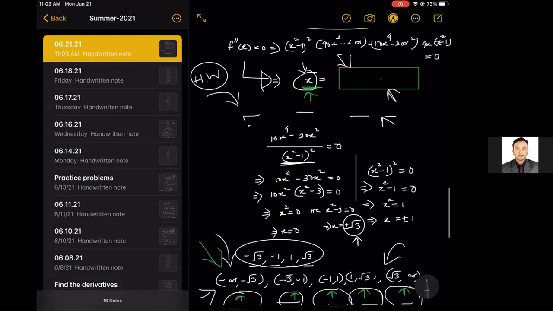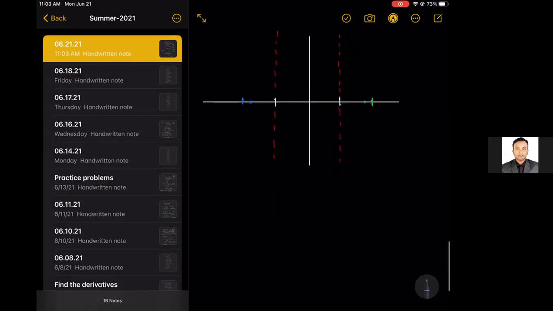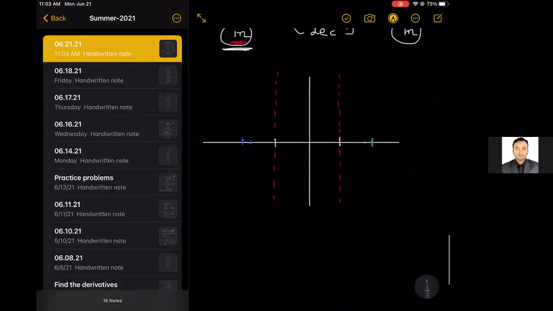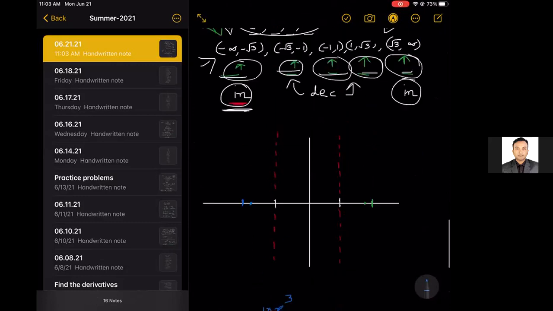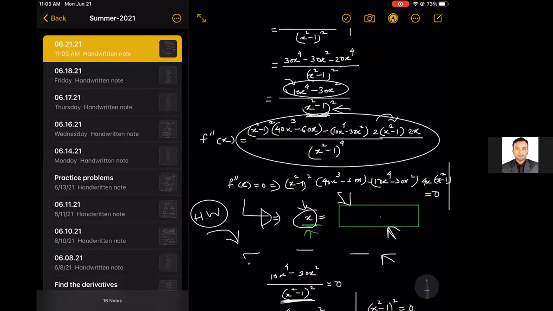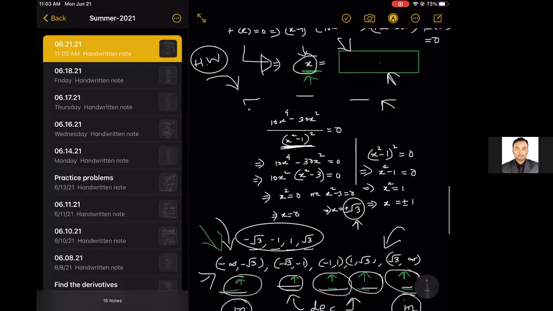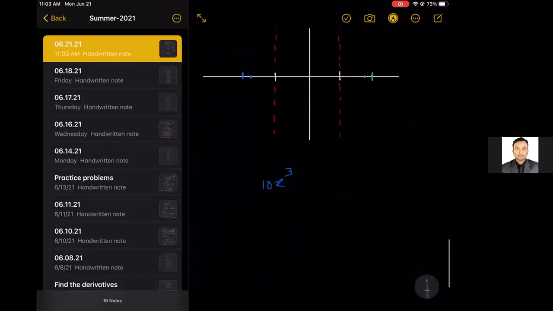And how to find the slant asymptote? Let me give you a quick reminder. You just need to find the quotient for this. So our function is 10x cubed over x squared minus 1. So you just need to divide this. We just need to divide this and find the quotient.